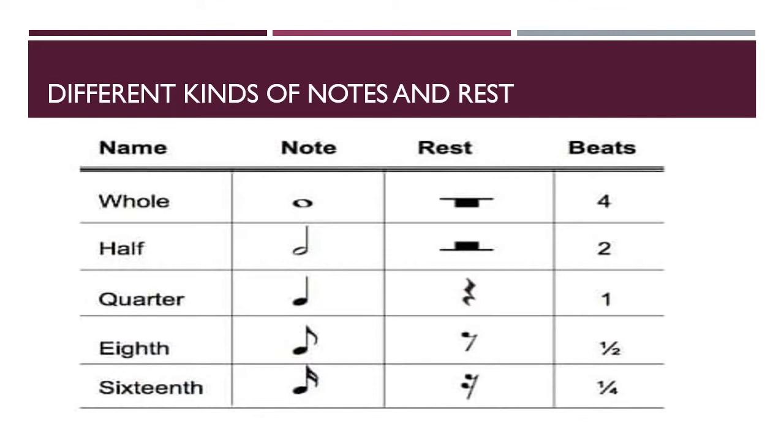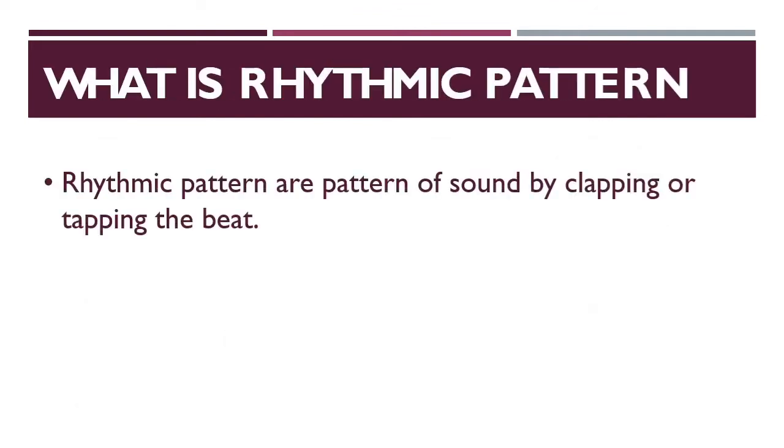has 4 beats of silence, half note has 2 beats of sound, half rest has 2 beats of silence, quarter note has 1 beat of sound, quarter rest has 1 beat of silence, 8th note has half beat of sound, 8th rest has half beat of silence, 16th note has 1/4 beat of sound, 16th rest has 1/4 beat of silence. So, if these notes and rests are combined, a rhythmic pattern will be created. Lastly, rhythmic patterns are patterns of sounds made by clapping or tapping the beat.